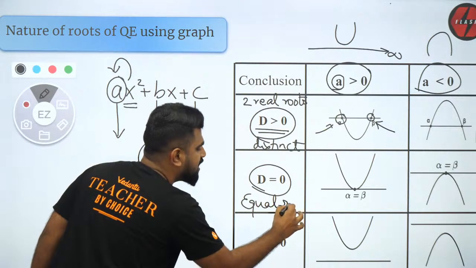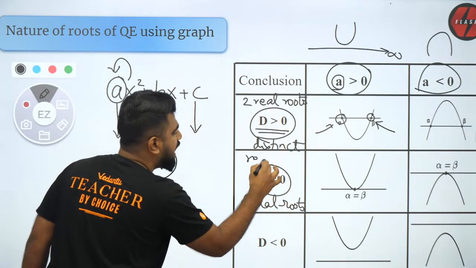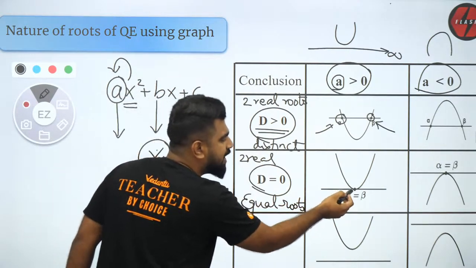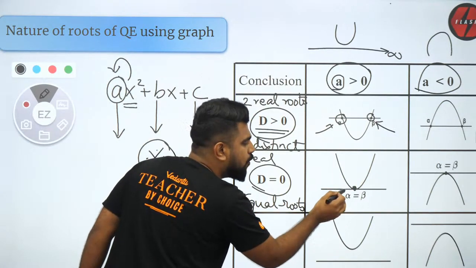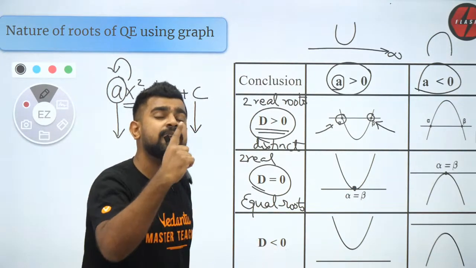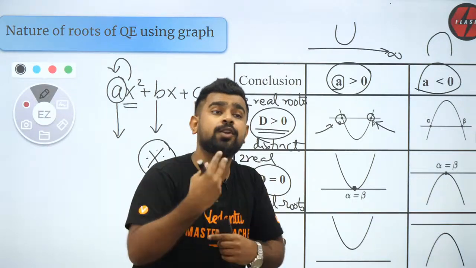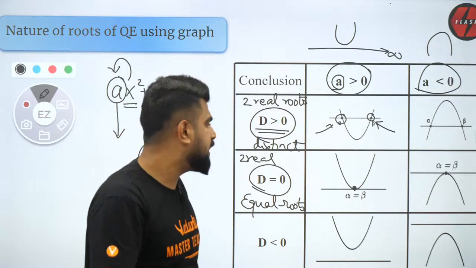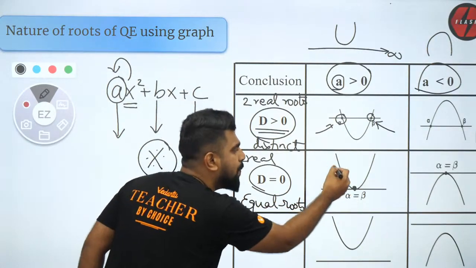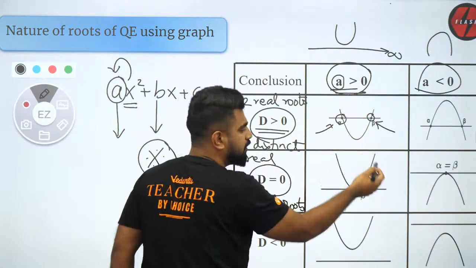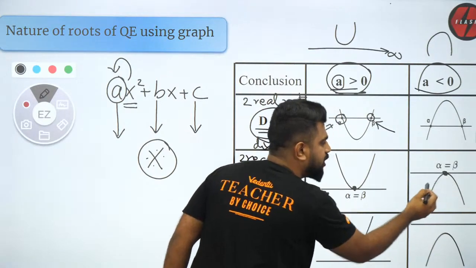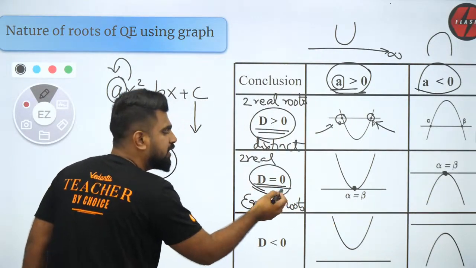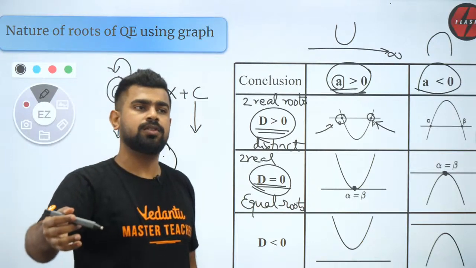So this is equal roots, real and equal roots. I'm sure all of you understand that. Two real and equal roots. So that is why you see you have only one touching point. One touching point means two repeated roots. If you have only one touching point, then there are two repeated roots over here. And why is it opening upwards? Because a is positive. Here it is touching because your D is 0. D equals 0 means you have equal roots.